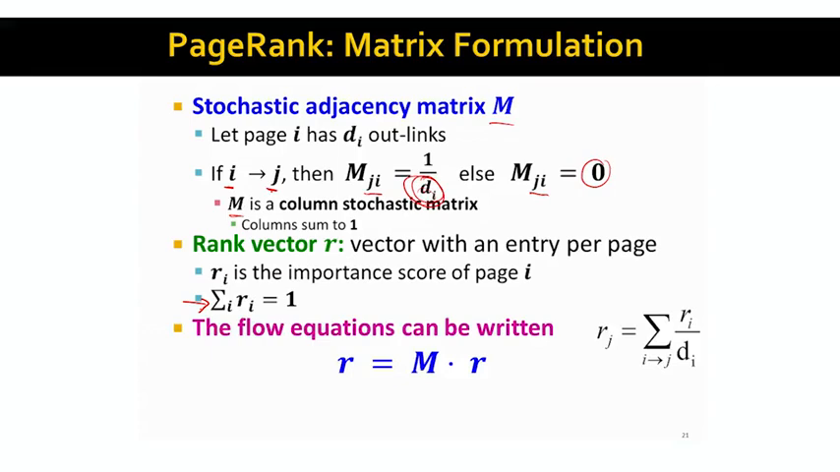So now what is interesting is that we can take our flow equations, our basic equation, and write it in terms of the matrix M and the vector r. So we can write it as rank vector r equals the matrix M times the vector r again. So now we basically have a big system of equations, right? M is fixed, and we want to figure out what are the values of r.